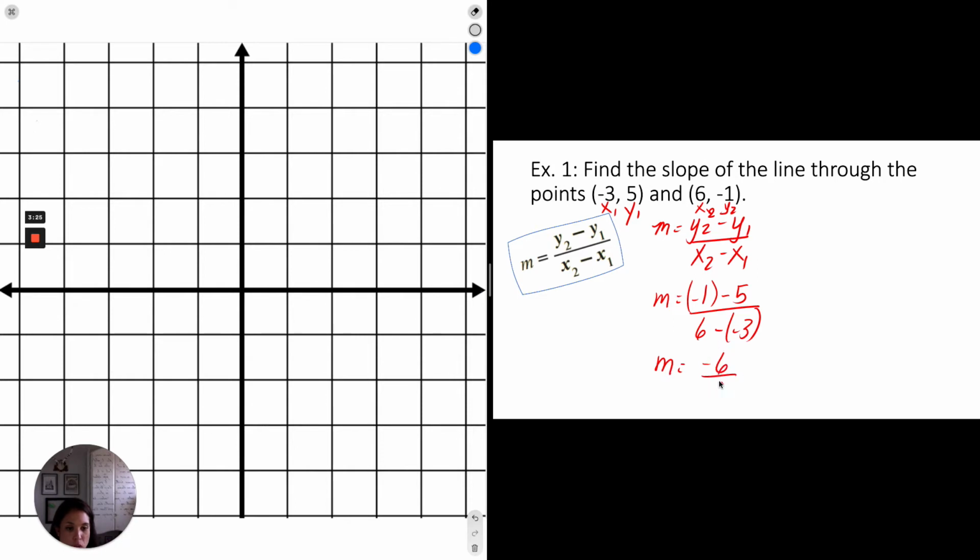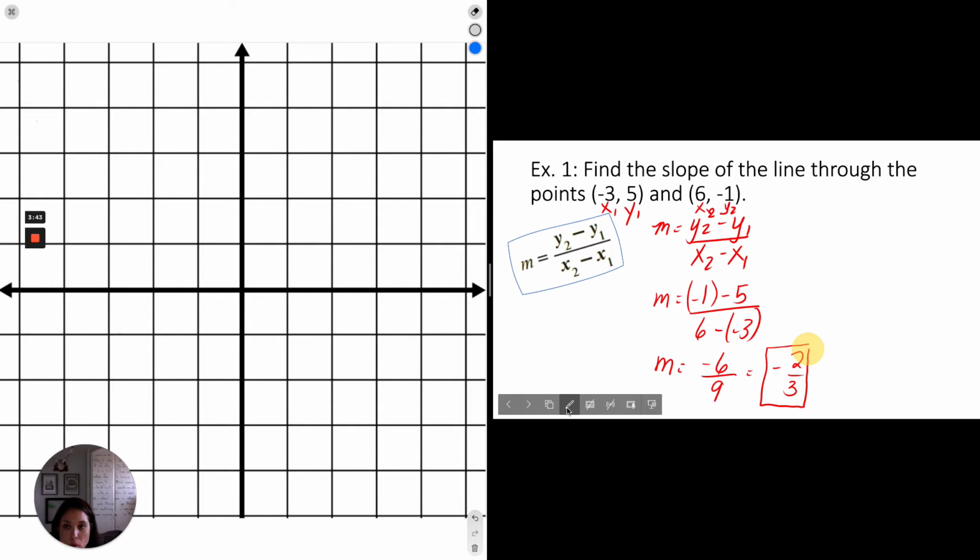So when I solve this, -1 minus 5 is -6. 6 plus 3 is 9. And this will simplify to -2/3, because both numbers have a common factor of 3.